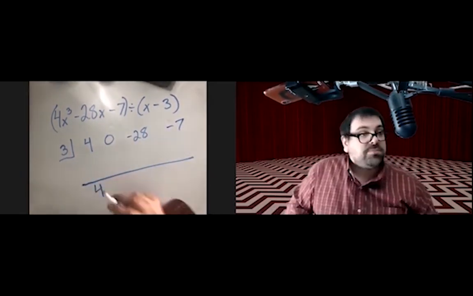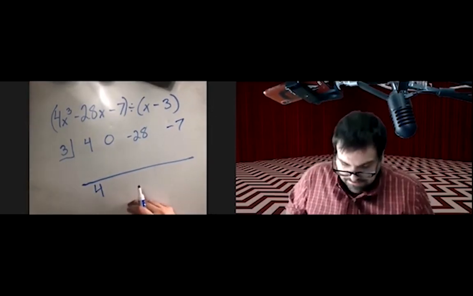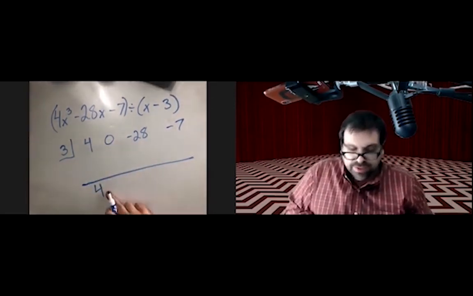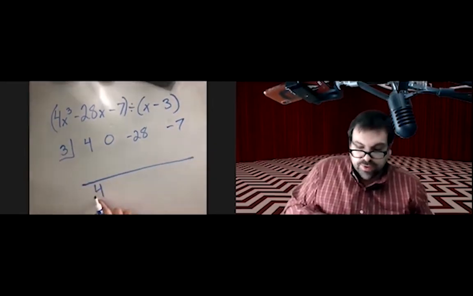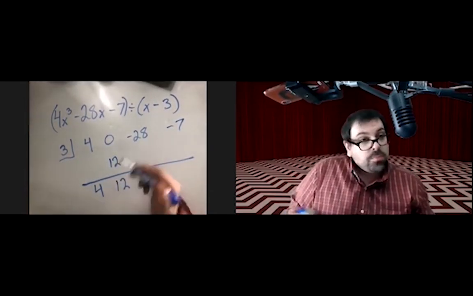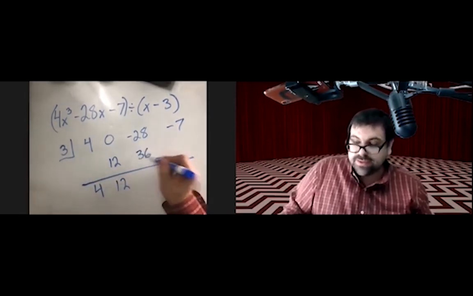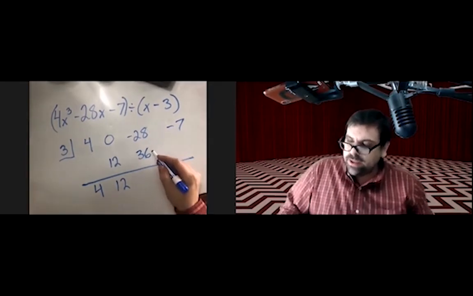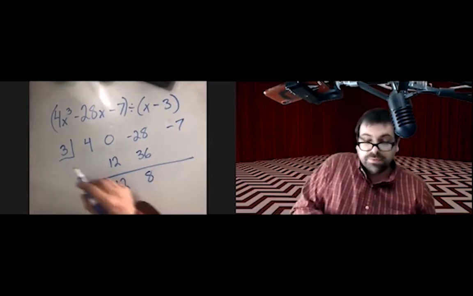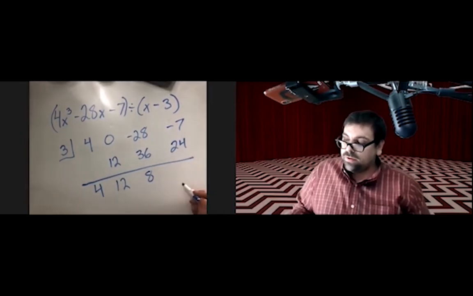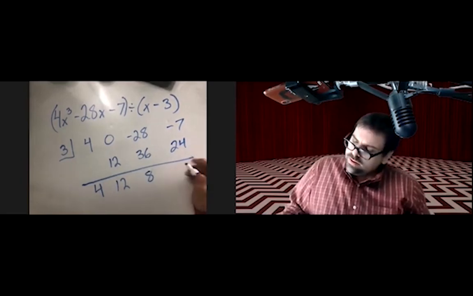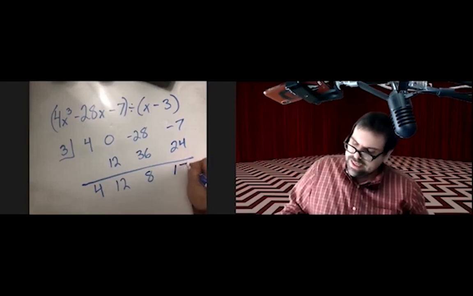Bring down the first number, multiply and add, multiply and add, multiply and add. I'm hearing the Borat come out again. Bring down the first number, bring down the 4. Multiply, 3 times 4 is 12. Add, 0 plus 12 is 12. Multiply, 3 times 12 is 36. Add, negative 28 plus 36, that's positive 8. Multiply, 3 times 8 is positive 24. Add, negative 7 plus 24, it's going to be positive 17.